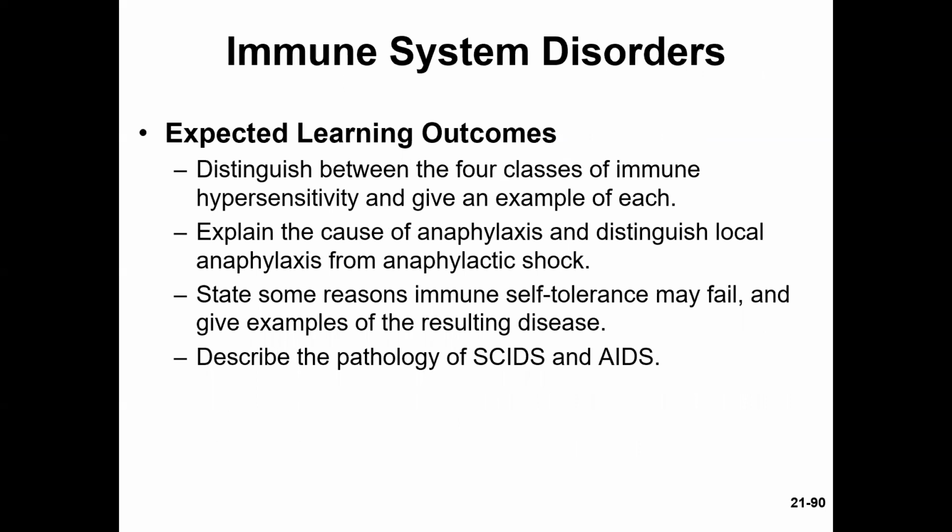All right, let's talk immune system disorders. We'll distinguish between the 4 classes of immune hypersensitivity and give an example of each. We'll explain the cause of anaphylaxis and distinguish local anaphylaxis from anaphylactic shock. We'll state some reasons immune self-tolerance may fail and give examples of the resulting disease. We'll describe the pathology of SCID and AIDS.